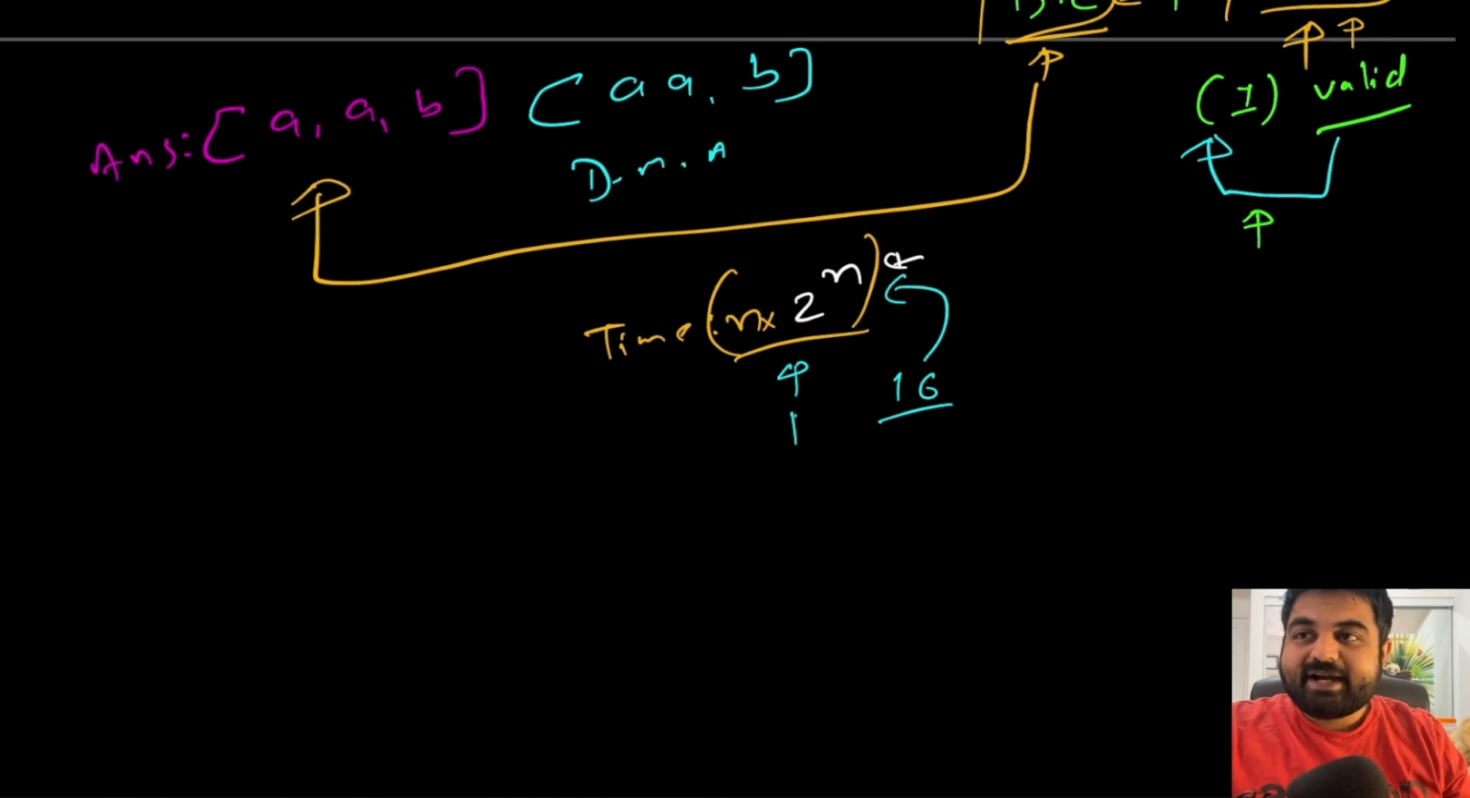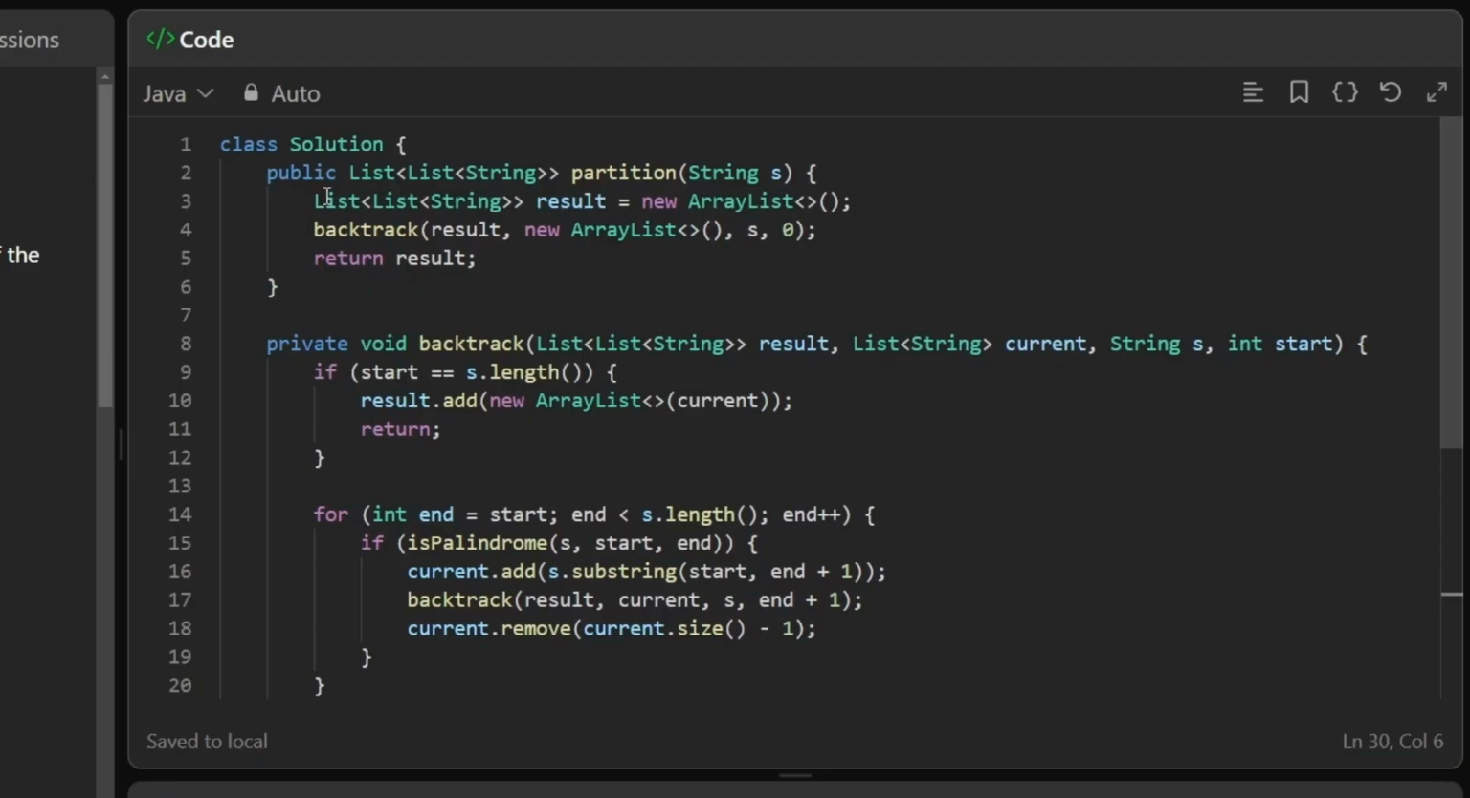So now let's quickly see the coding solution for this one. Okay, so the very first thing we are doing is generating a new result array list that is going to store different array lists inside it to store our answers. Then we are going to have our backtrack method where we are passing in, first of all, the result array list we created.